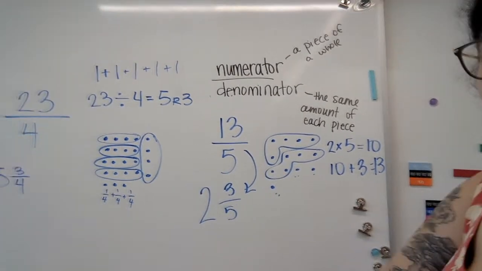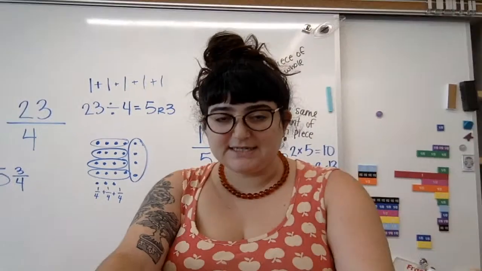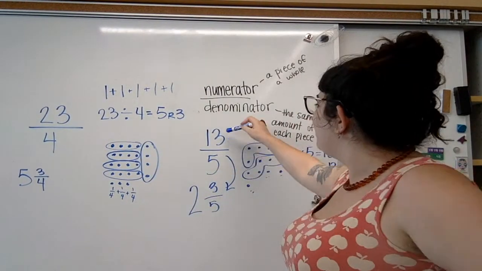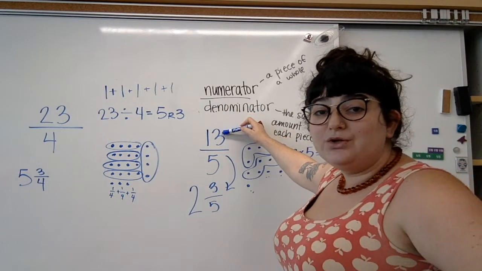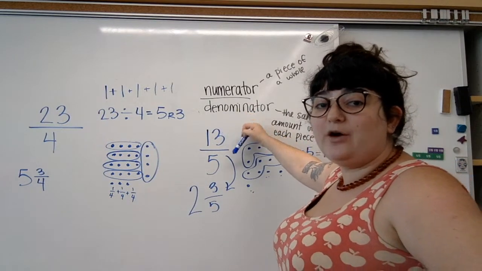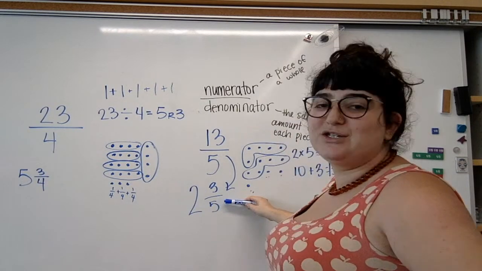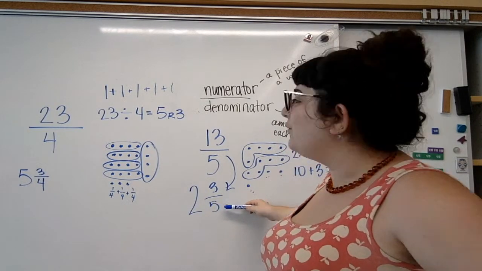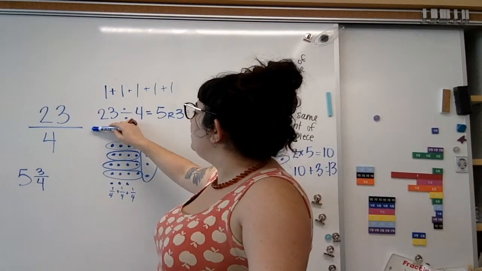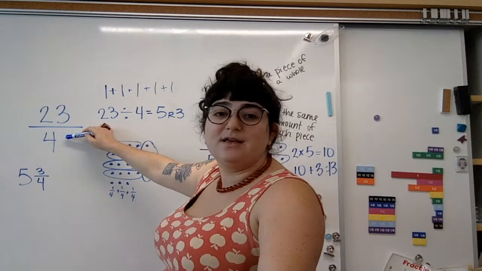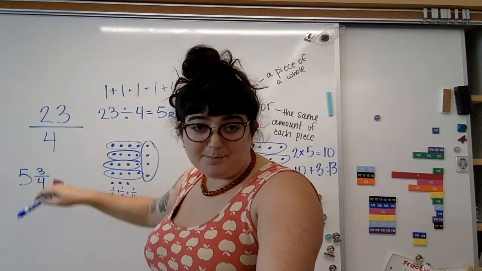So with that, I would love for your guided practice to be to show me what's another way you can turn 13/5 into a mixed number. And what is an additional way you can convert 23/4 into a mixed number.